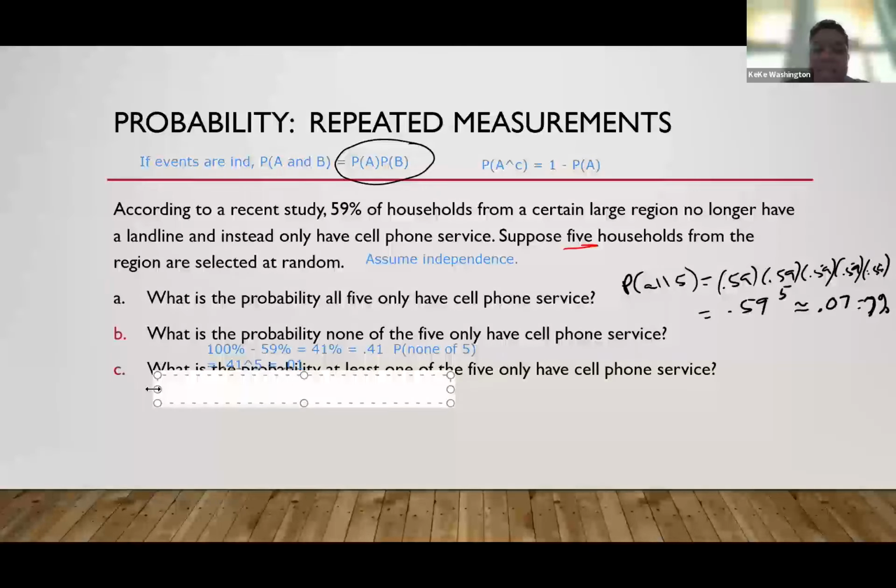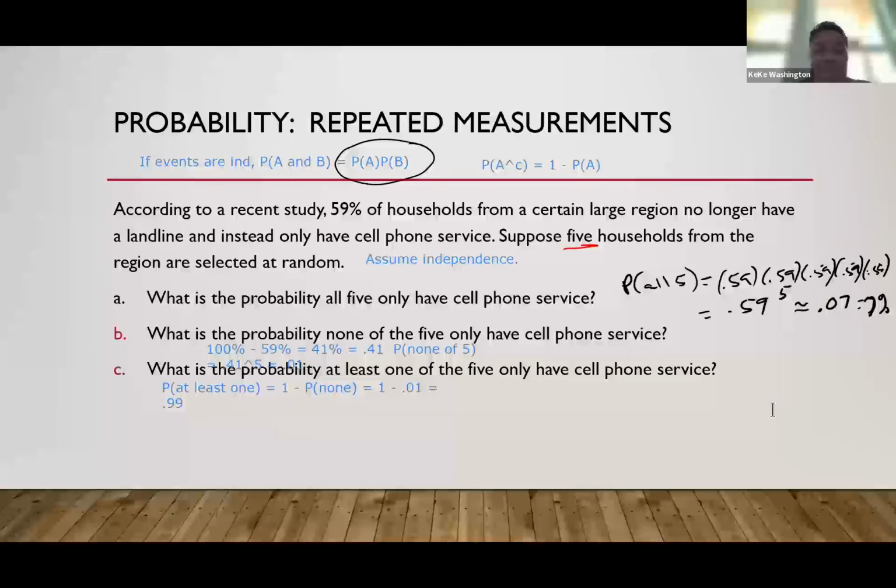Well, what's the probability at least one of the 5 only has cell phone service? The probability of at least one is the complement of none. So I'm using the complement formula, which says to subtract it from 1. We just calculated the probability of none of the 5 having only cell phone service to be 1%. So that means the probability of at least one person out of the 5 having only cell phone service is about 99%.